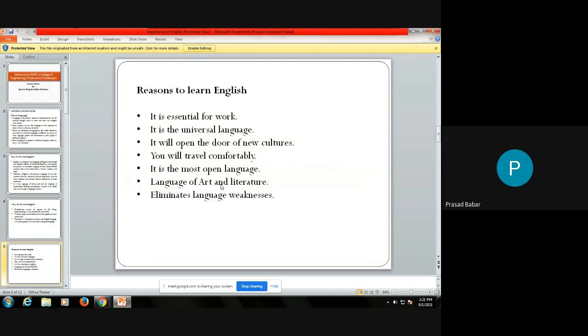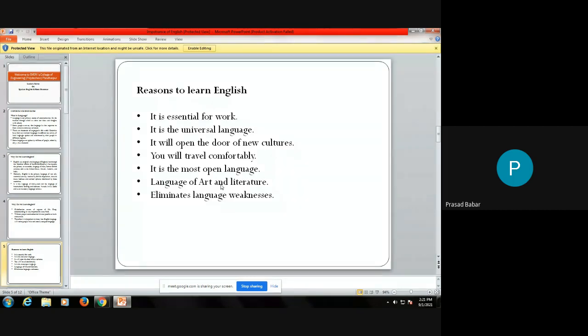The next is it is the most open language. Yes, English is the most open language. Every year in the Oxford English Learners Dictionary, we can see that they are adding some words from other languages also. From Indian or Hindi language also, there are many words which are added in the English language.